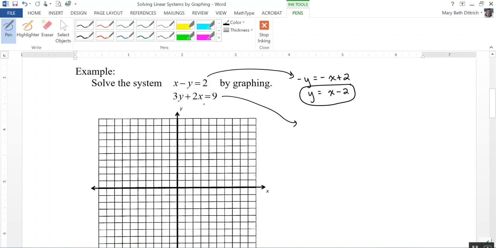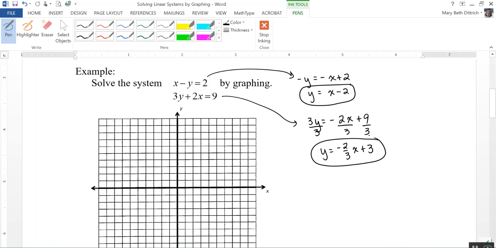I have 3y plus 2x equals 9, so I'll subtract 2x on both sides and divide everything by 3. So that gives me y equals negative 2/3 x plus 3. And I'll graph that line as well.